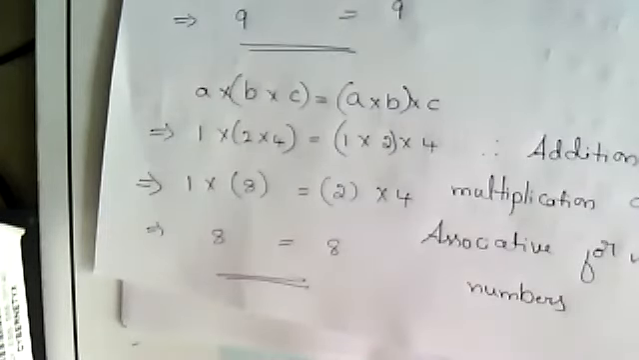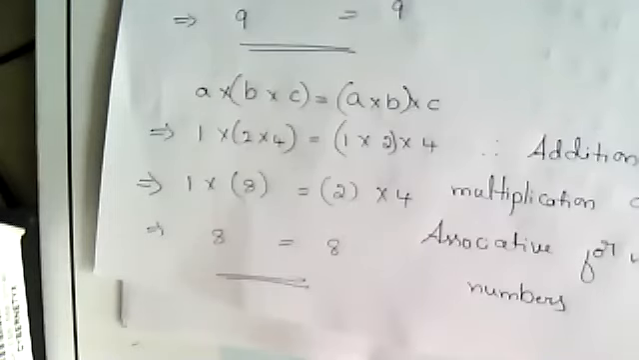Okay. First, closure property tells us that when we add 2 whole numbers, the result will always be a whole number. And second, commutative property tells us that when we change the order of the numbers, the sum doesn't change. When we change the order of the numbers, the product doesn't change. A plus B equals B plus A.